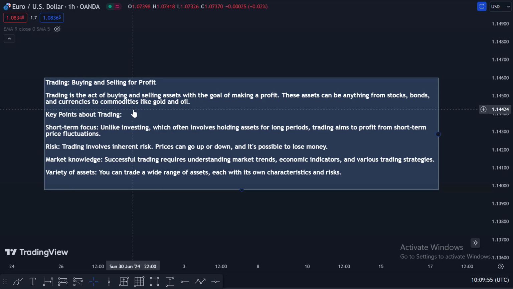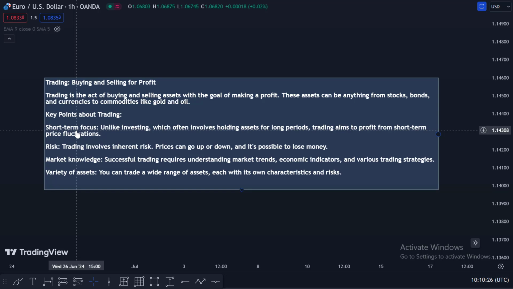Now you can see the next thing there, key points about trading. There are key points about trading you need to know. That is short-term focus, unlike investing, which often involves holding assets for a long period of time. Trading aims to profit from short-term price fluctuation, exactly what we do in the forex market, just by price fluctuating. And the way we are trading online, you can also do it physically by buying a physical dollar or physical euro. But you can imagine the stress of doing all of those things. But because of technology, everything is now done electronically.